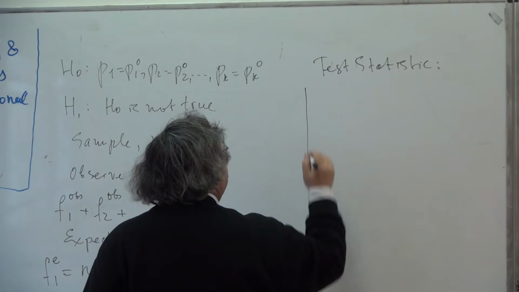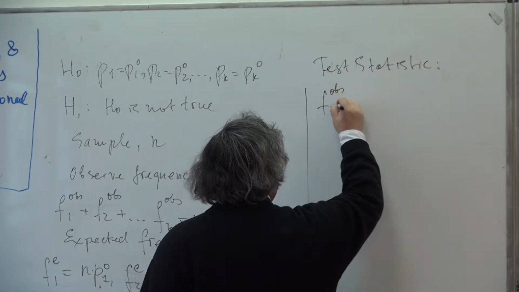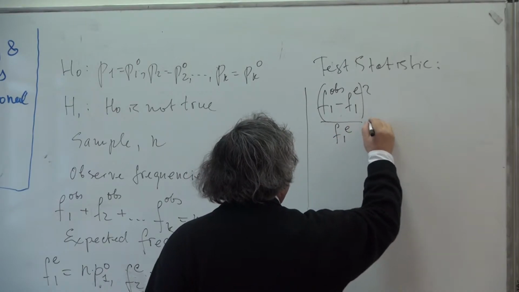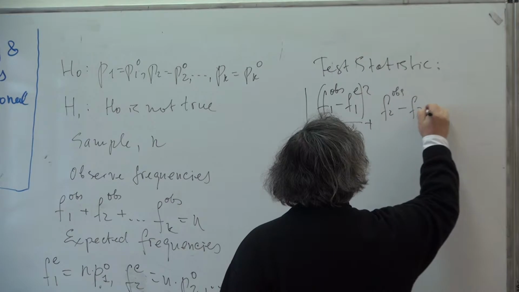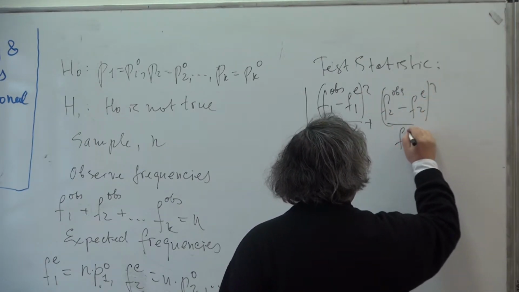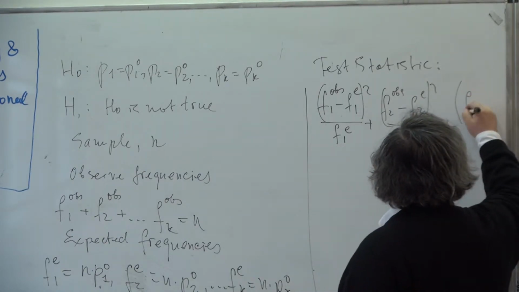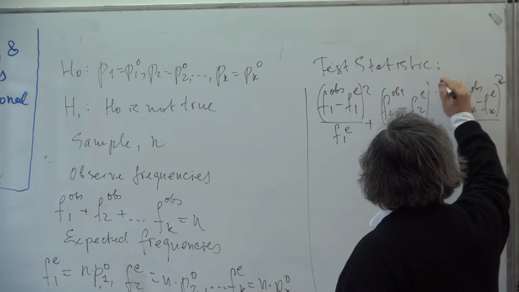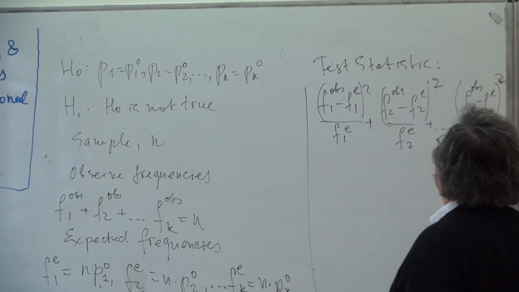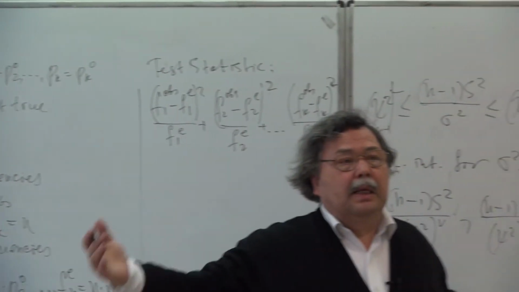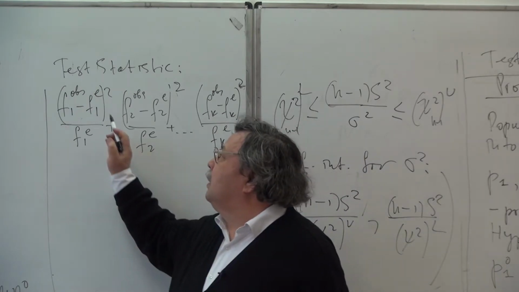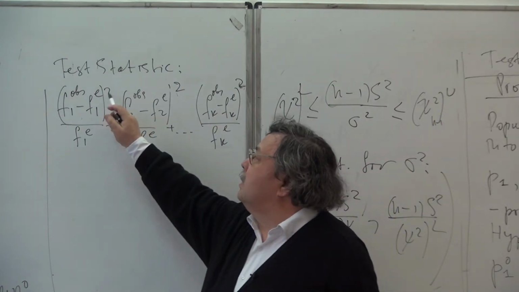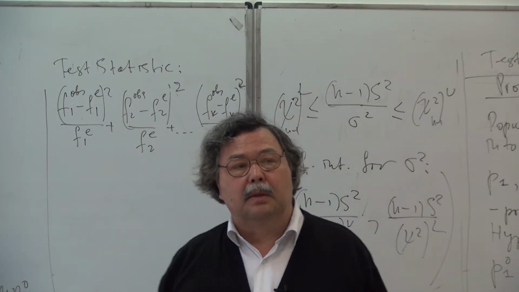The test statistic is this. It's F1 observed minus F1 expected, squared, divided by F1 expected, plus F2 observed minus F2 expected, squared, divided by F2 expected, and so on up to this last term, Fk observed minus Fk expected, squared, divided by Fk expected. So we form this big sum. For each category we compute the squared deviation of the observed frequency from the expected frequency. Notice these squares, and we divide by expected frequencies, not squared.